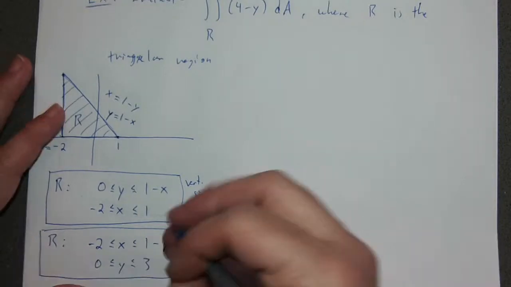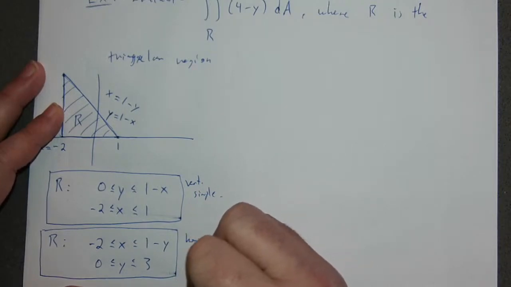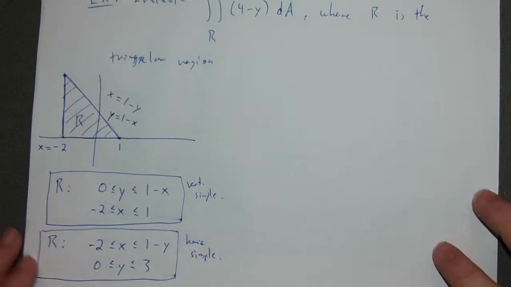And this is the description of R as a horizontally simple region. It takes a lot of practice to get used to writing regions both ways when you can. Some regions, of course, can only be written in one way. But this is a simple region, so we can write it both ways. And now I can use either of these and the corresponding definition to compute this integral.